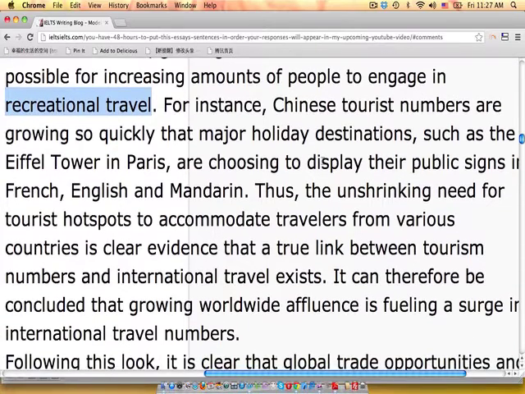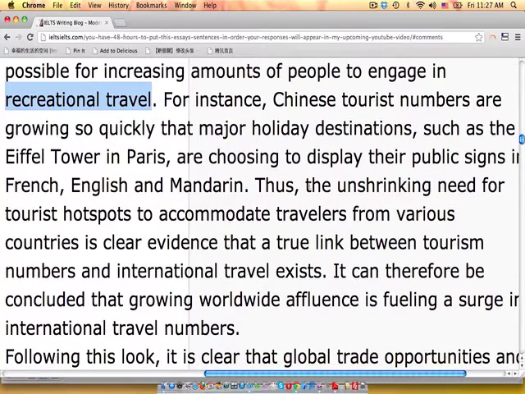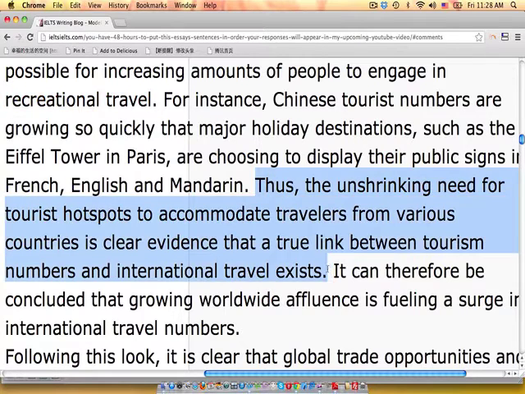Okay, that's the example. Thus, the unshrinking need for tourist hotspots to accommodate travelers from various countries is clear evidence that a true link between tourism numbers and international travel exists. Okay, so now what you see in the sentence is it's expanding upon the example. So we've taken the example, which is a tangible, true-to-life existence of the claim that we're making, and then we're just taking it to the next level.